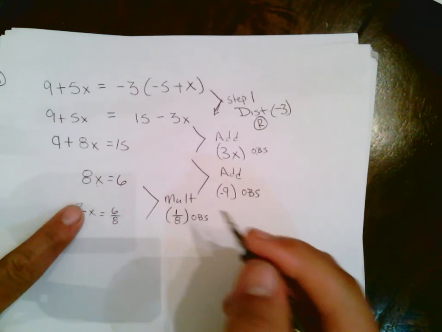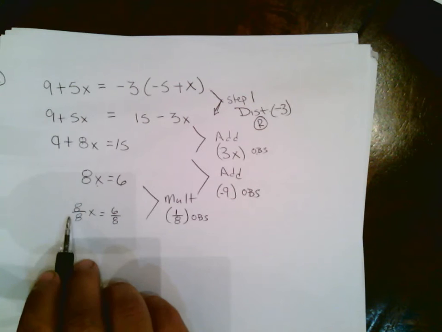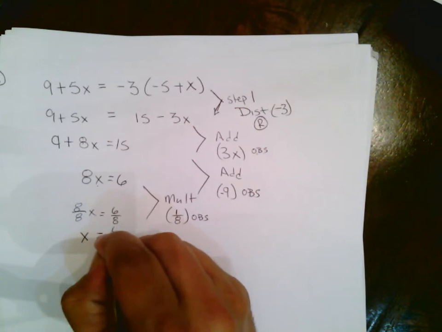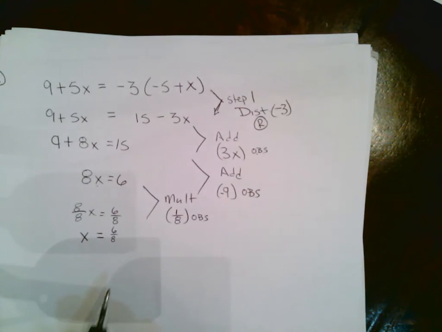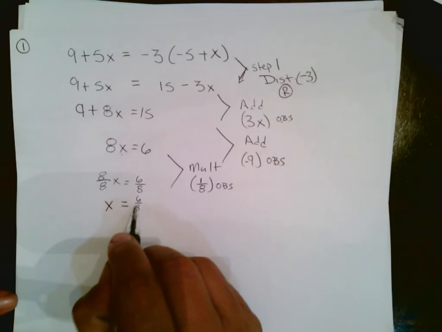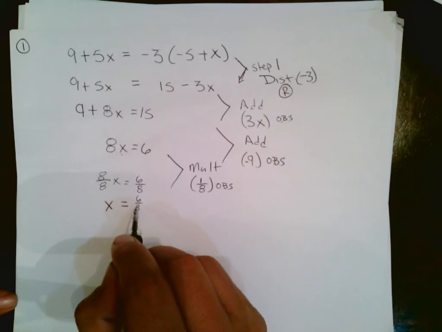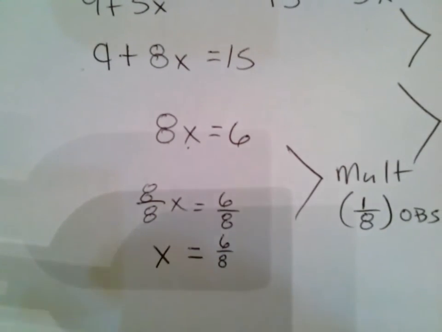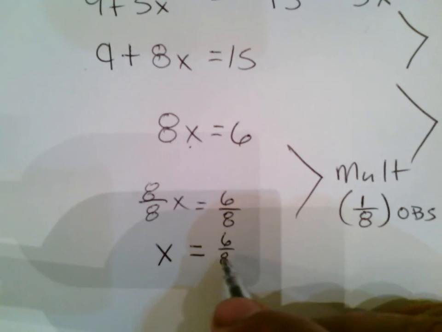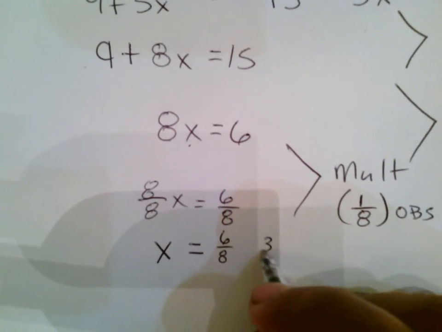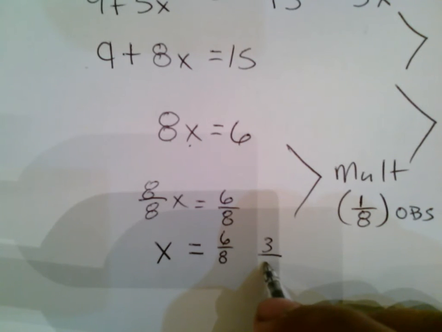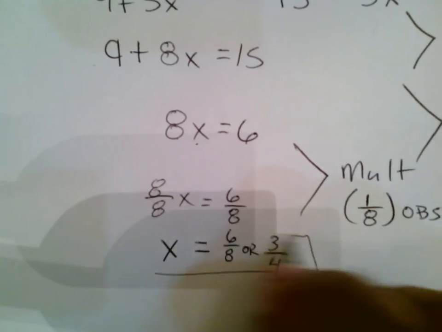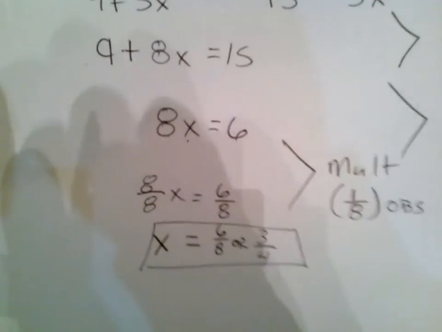But this is very easily simplified because 8 over 8 is 1. 1 times x is x by itself, is equal to 6/8, which I could simplify by making this look more like a simplified fraction. 6/8 can easily be simplified by cutting these numbers in half. 6 cut in half is 3. And 8 cut in half is 4. This is the solution to my first problem.